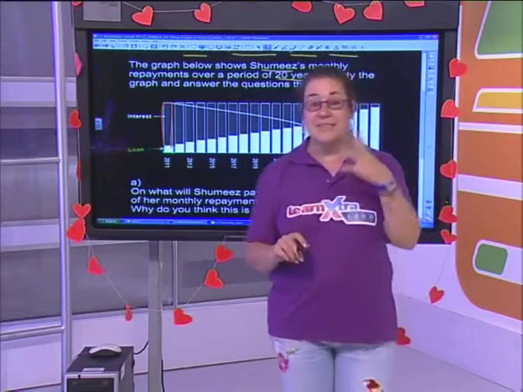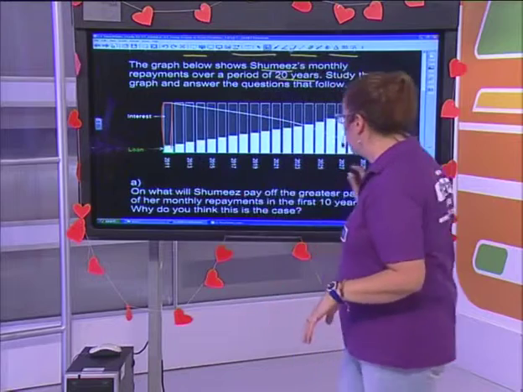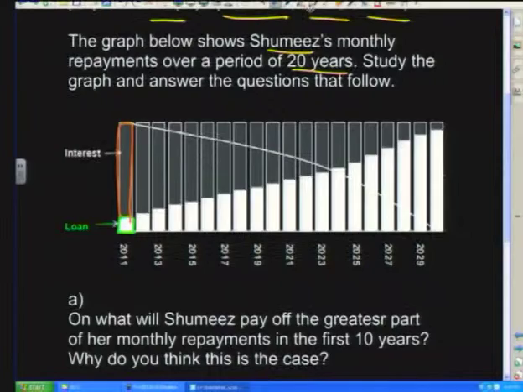So it really is a stunning graph. And you can see that it goes over 20 years. So we've got from 2011 to 2031. They've only labeled every second one, and that's basically what the graph is.